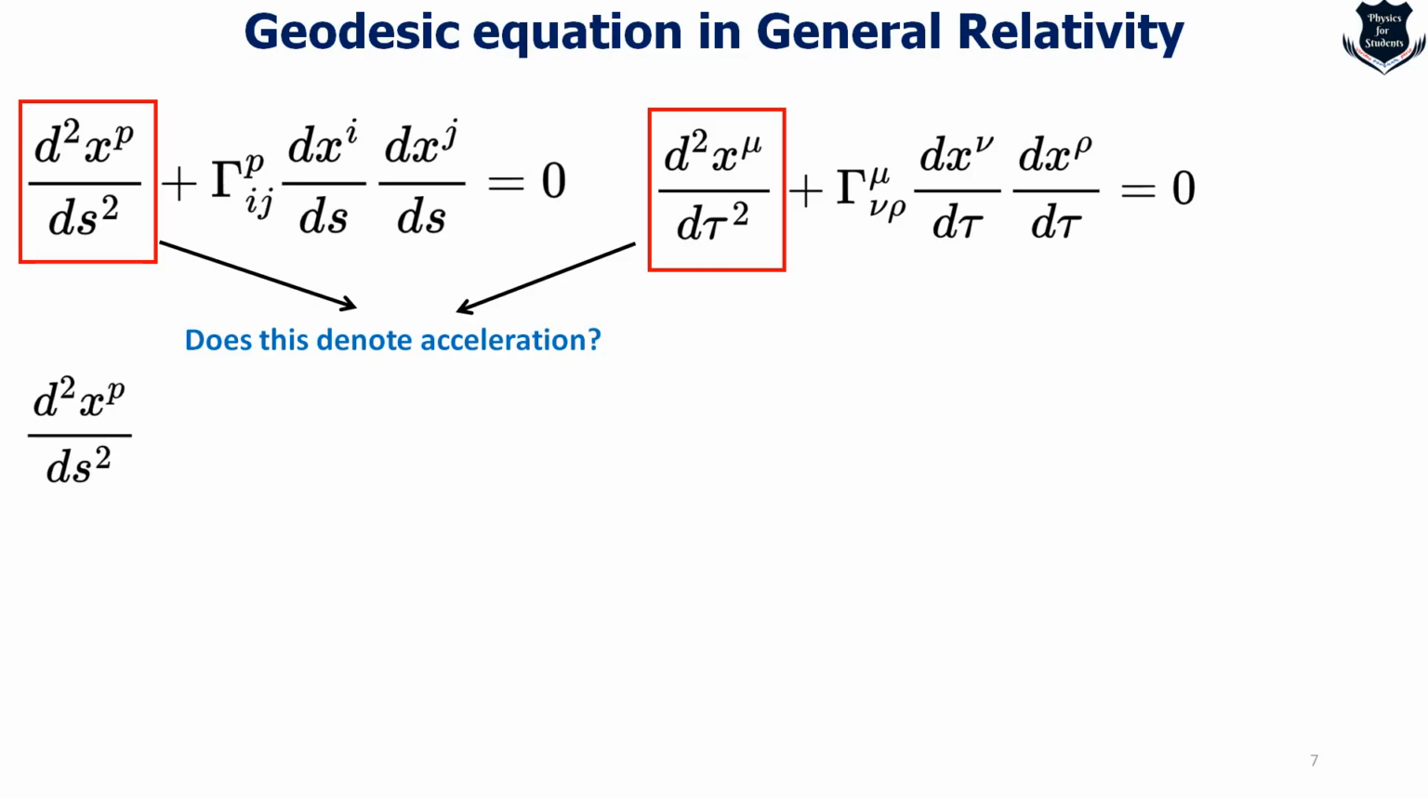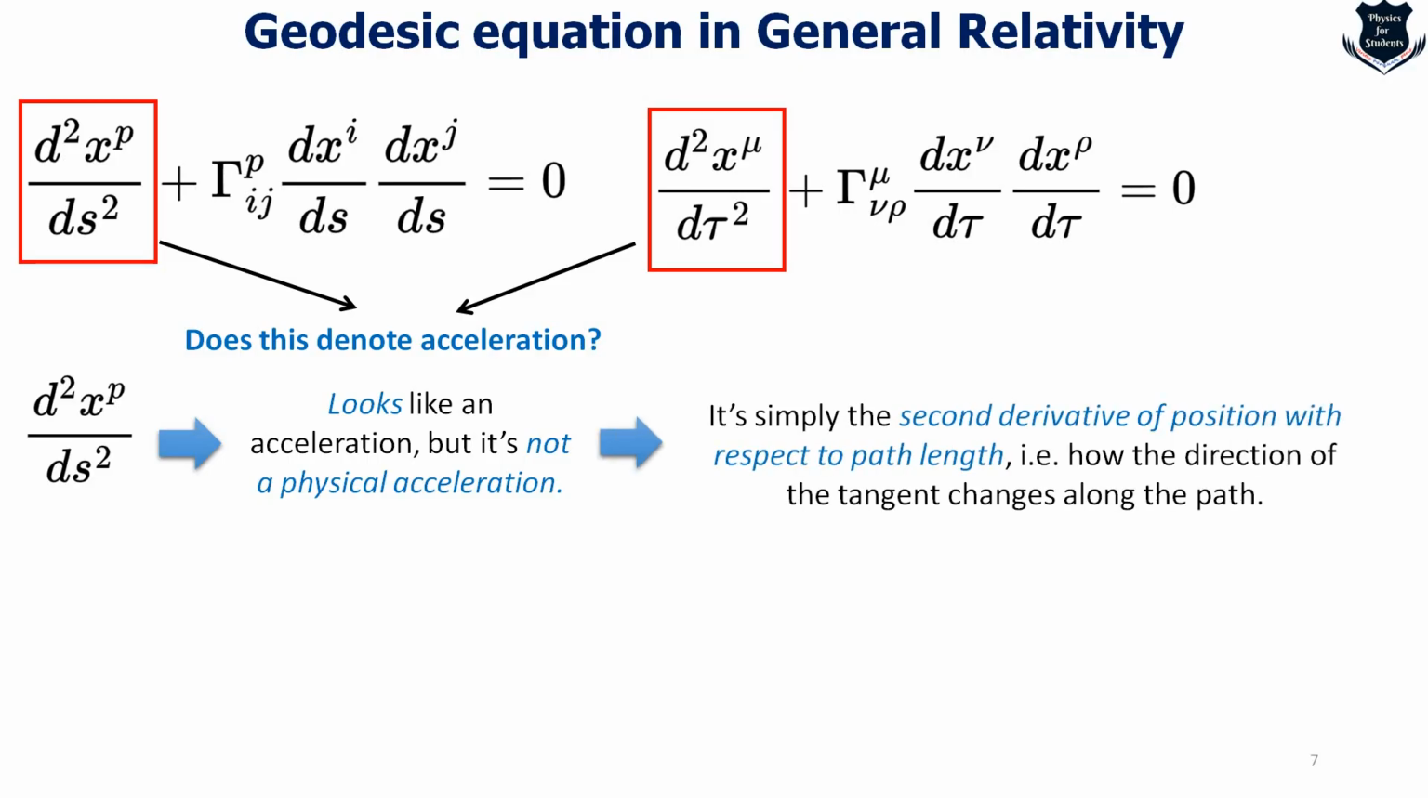Now in order to answer this question, first of all I would like to tell you that in a general geodesic equation it looks like an acceleration, but it is not a physical acceleration. So if you go to Newtonian mechanics, d square x by dt square is obviously an acceleration, but it is not here. It is simply the second derivative of position with respect to the path length, which is the ds square, and it shows how the direction of the tangent changes along the path.